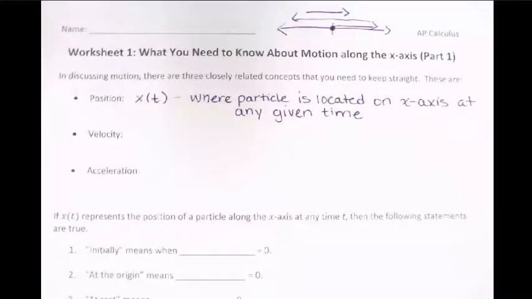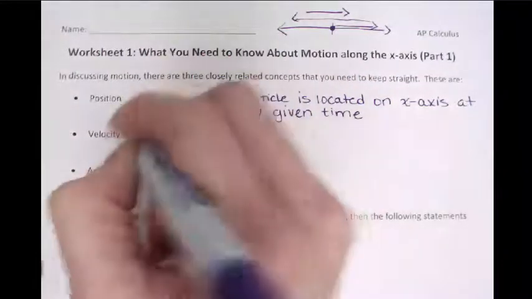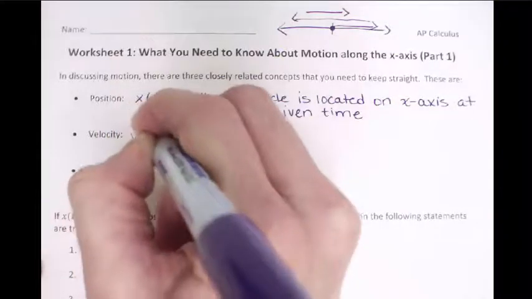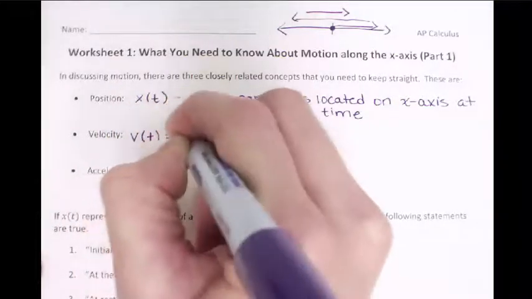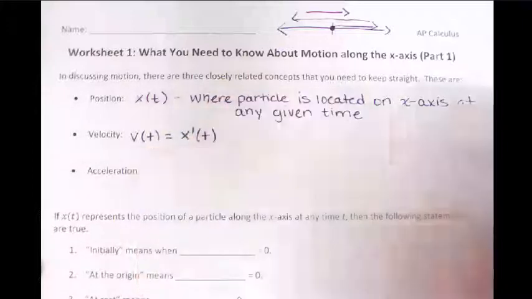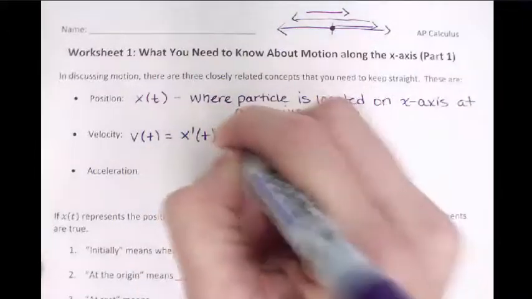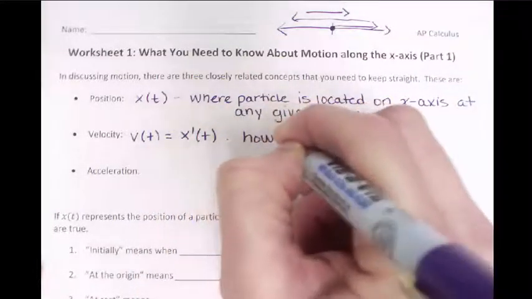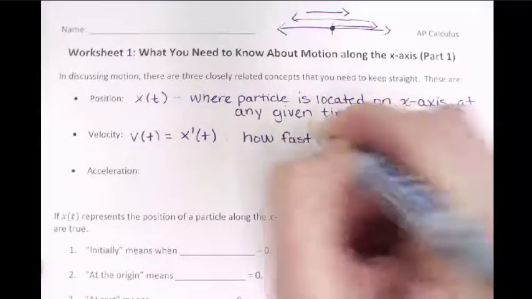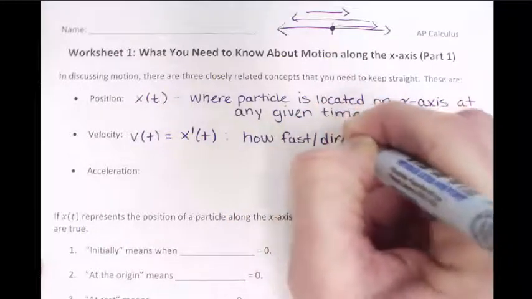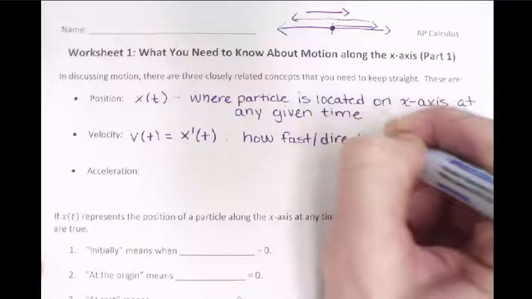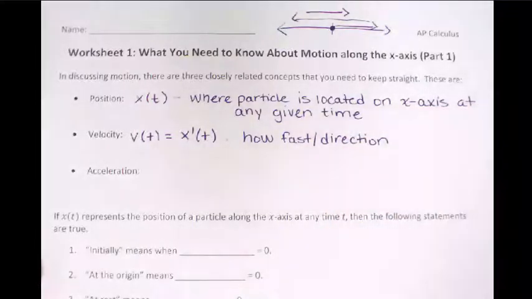Okay, and then you can also look at the velocity, and we'll call that v of t. And we already know that velocity is the derivative of position. It's going to tell you how fast and in what direction the particle is moving. It's similar to speed, but remember that speed is the absolute value of velocity, okay?